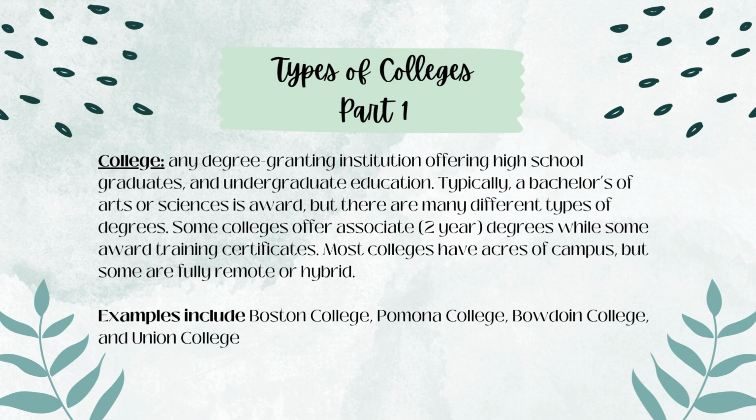Most colleges have a lot of acres of land that they use. Some could be fully remote or hybrid. So college is pretty widely encompassing in terms of the definition. But the main thing is you'll get a 4 year degree, or sometimes other opportunities like a 2 year degree, or certificates. Some examples that I listed, if you know these colleges: Boston College, Pomona College in California, Bowdoin College in Maine, and Union College in New York.